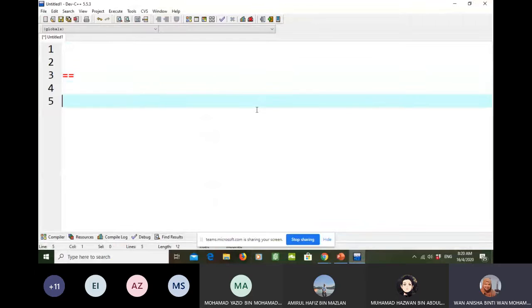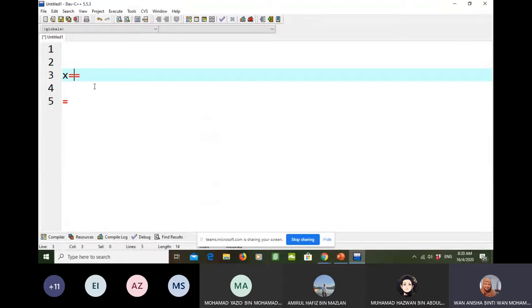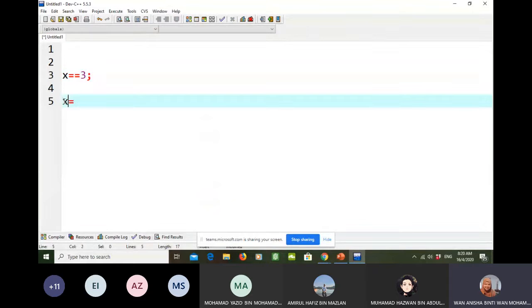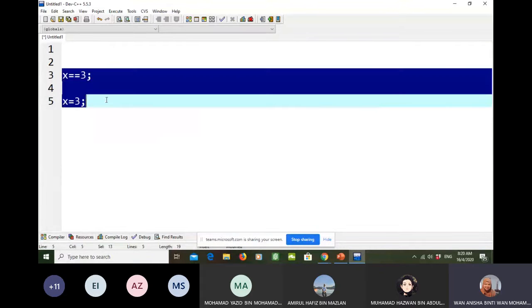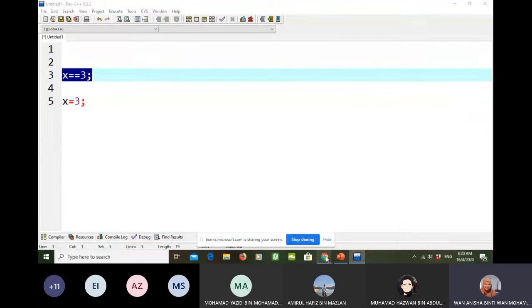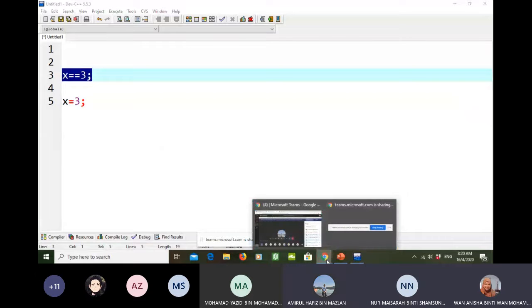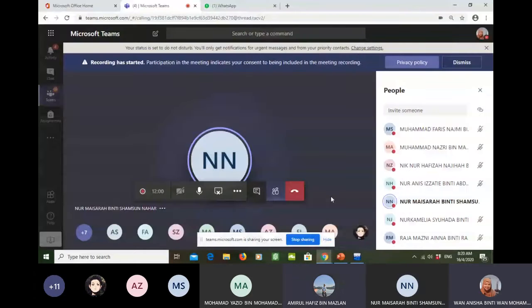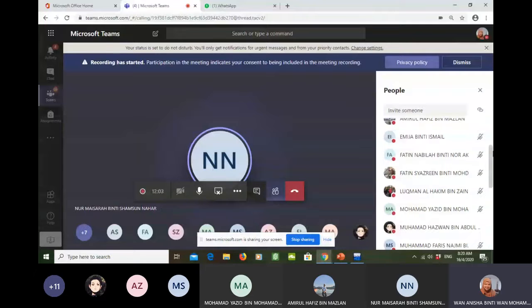Who can explain to me? Anybody? X equals to 3, X double equals to 3. I think I've already explained before this. Who can explain to me the difference between these two? One student, please answer my question. Who can explain to me the difference between X equals to 3 and X double equals to 3? You want me to call you? Who? You want me to call your name?